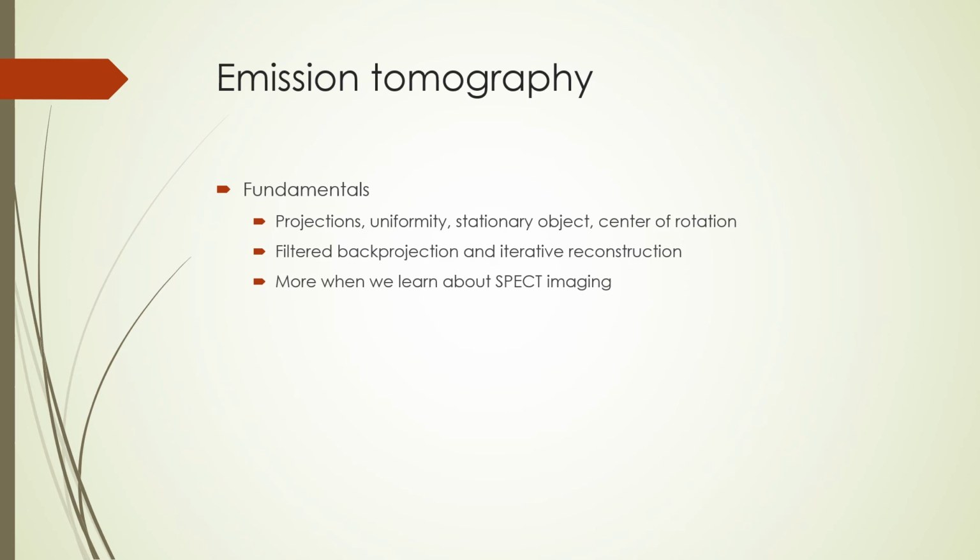Emission tomography involves the emission of gamma rays from an organ and the detection of the gamma rays by a scintillation camera detector. The camera rotates about the patient and acquires projection data. The patient or object remains stationary during the acquisition, and the camera rotates about the center of rotation. The images acquired are reconstructed by using a filtered back projection algorithm or iterative reconstruction. We shall learn more about this when we learn about SPECT in the next lecture.